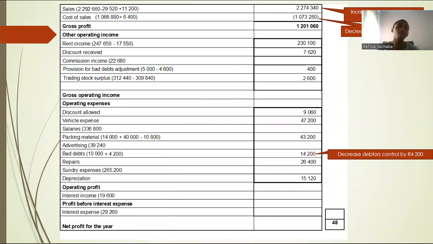That amount was 39,240. So that 39,240 relates to the total advertising expense we have paid. But the problem is that there is 14,400 that has been included in that 39,000. We don't have to exclude the whole 14,400. You only exclude what doesn't belong to the current financial year.